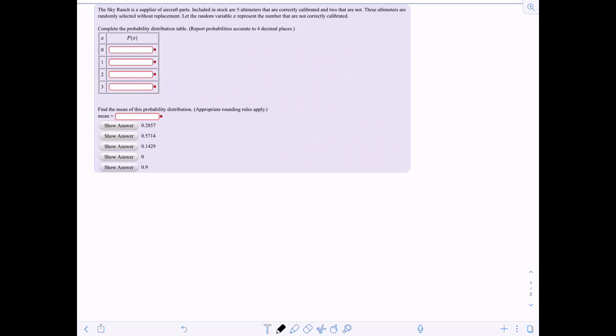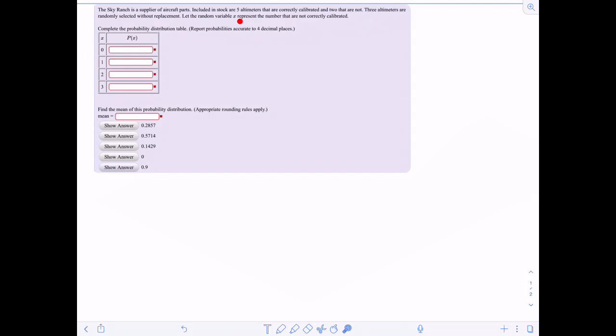Hi, so in this example, we're going to discuss a probability distribution such that we have some altimeters that are calibrated and not calibrated. We have a supplier called Sky Ranch, a supplier of aircraft parts. Included in stock are 5 altimeters that are correctly calibrated and 2 that are not. 3 altimeters are randomly selected without replacement.